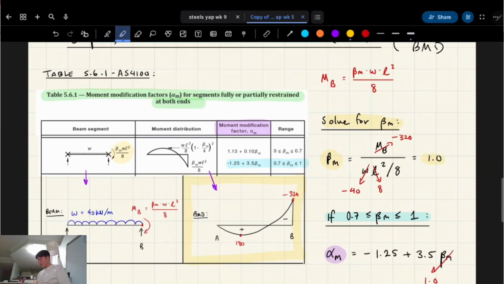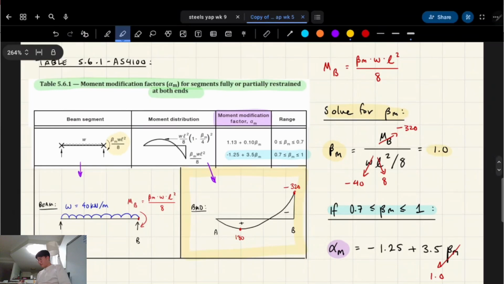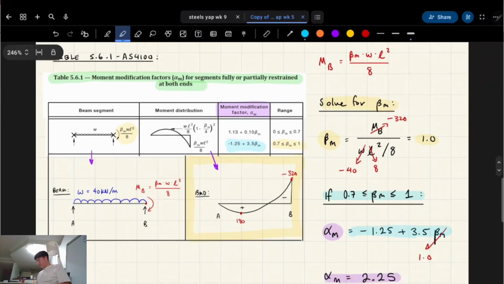Anyway, so we found beta m is 1. Next we look at our range. For this bottom range, which is when beta m is equal to 1, or from 1 to 0.7, we're allowed to use this formula. And then we just chuck it in, and this is what alpha m is. It gives 2.25. Remember, this is going to be multiplied by our capacity. So 2.25 means it's going to bolster our capacity or make it worse.